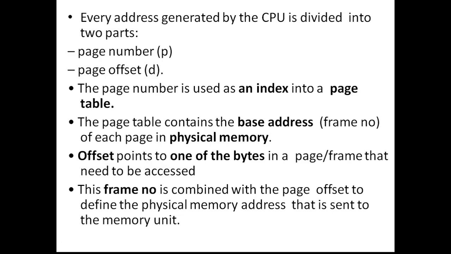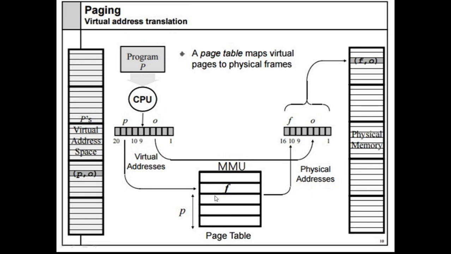Every address generated by the CPU is going to be divided into two parts, page number and offset. The page number is used as an index into the page table, because the page number is used to relate to the page frame number. With the help of the page number, we identify the frame number, and the page table contains the base address, in other words the frame number with respect to the physical memory. So we need to know the frame number, which is the address in physical memory, and then it can be combined with the offset, which we have already discussed. And this is the overall arrangement.